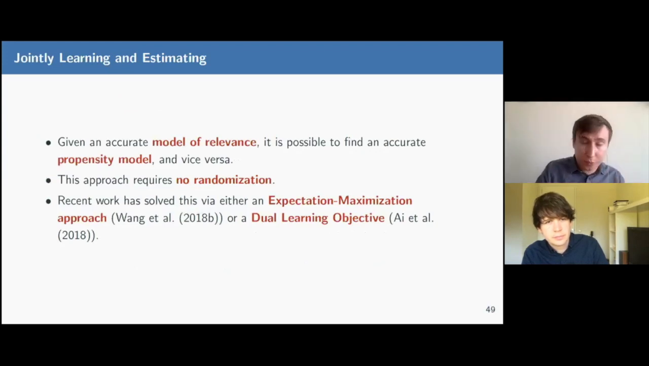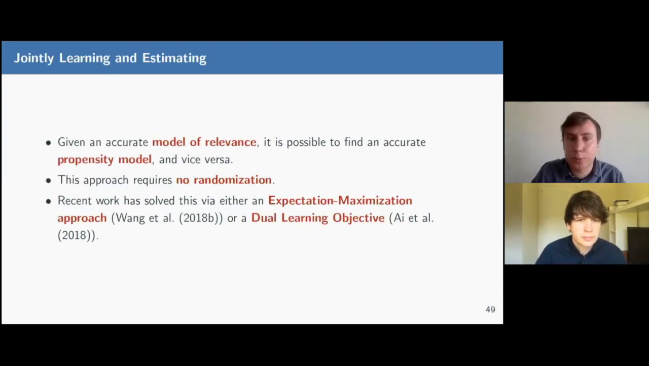So, moving on, just to summarize. If you have an accurate model of relevance, you can find an accurate propensity model and vice versa. That's the main idea there. A benefit is that you don't need randomization, because you're learning the propensities while you're also optimizing your ranking model. Recent work has taken this approach, either via an expectation maximization approach, which iterates between these two steps, or a dual learning objective, both recent papers from 2018.